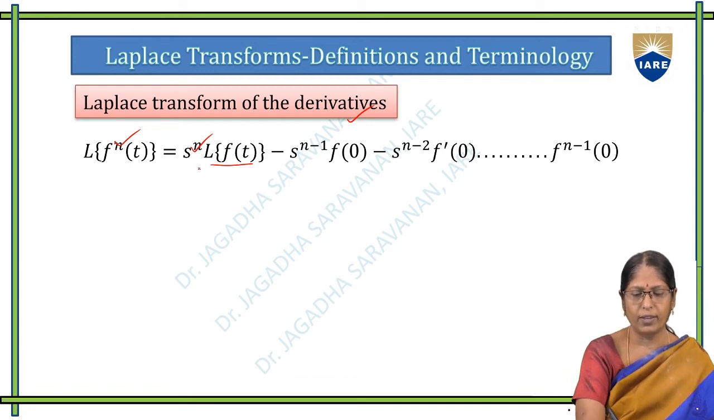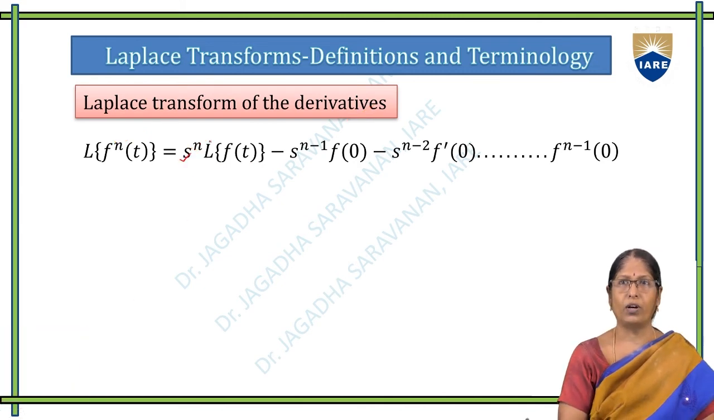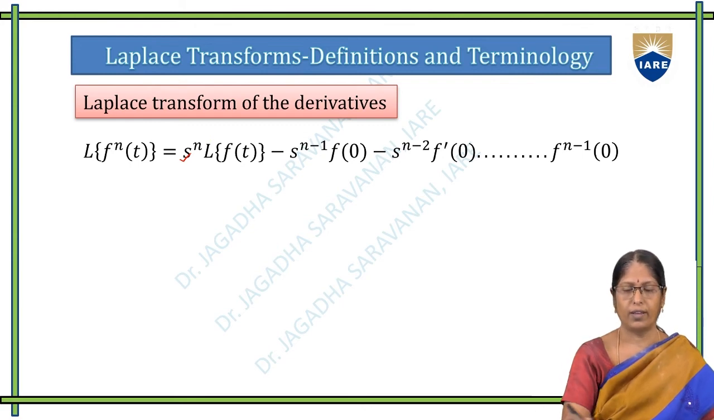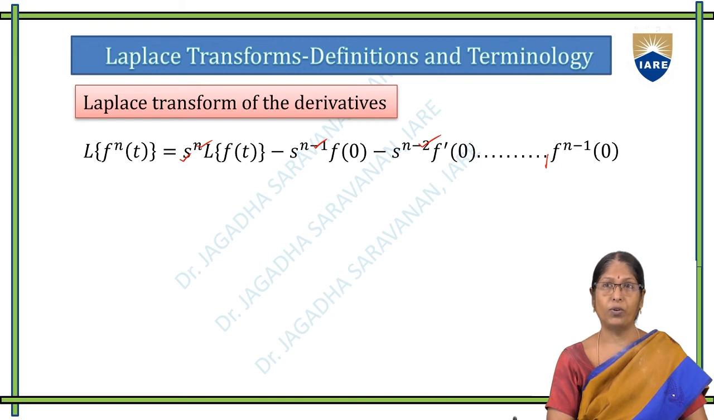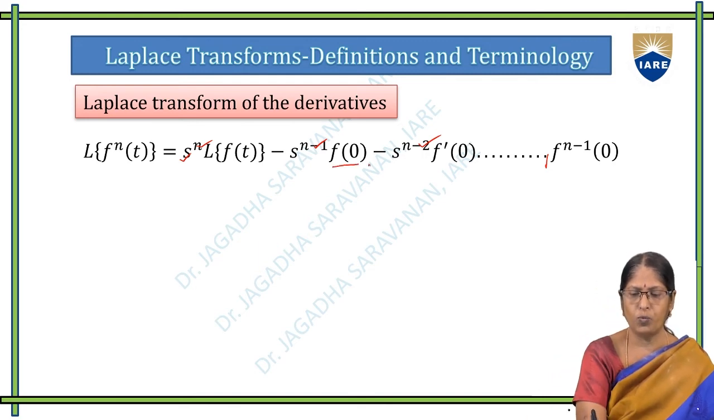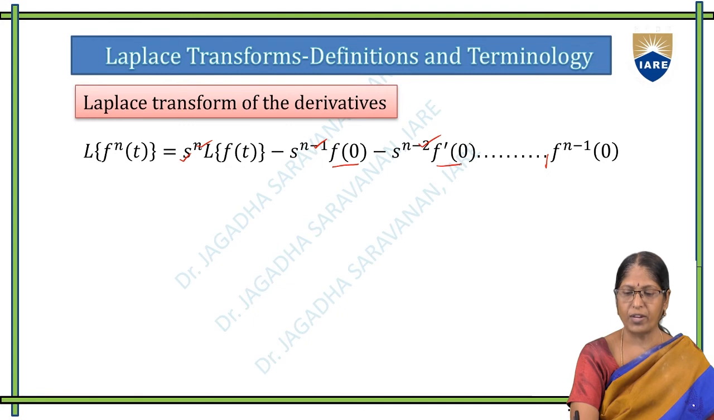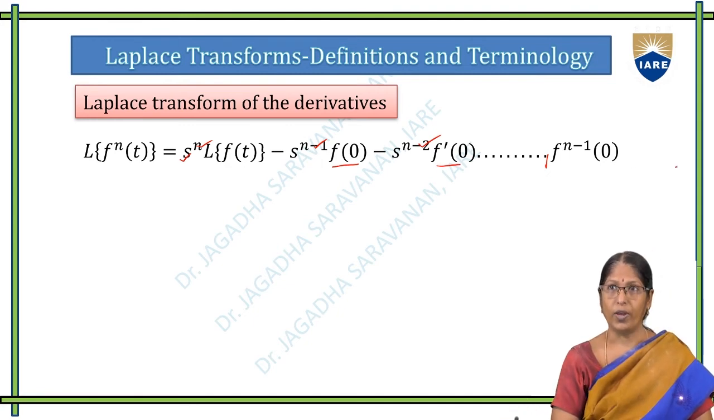If you notice regarding s, the power goes on decreasing: n, then n minus 1, n minus 2. Finally, at one stage n minus n, that is s power 0, which is 1, by the exponential law a power 0 equals 1. And from the second term onwards, f of 0, f dash of 0, and it goes on. Whether we have written the formula correctly or not, we can easily check it.